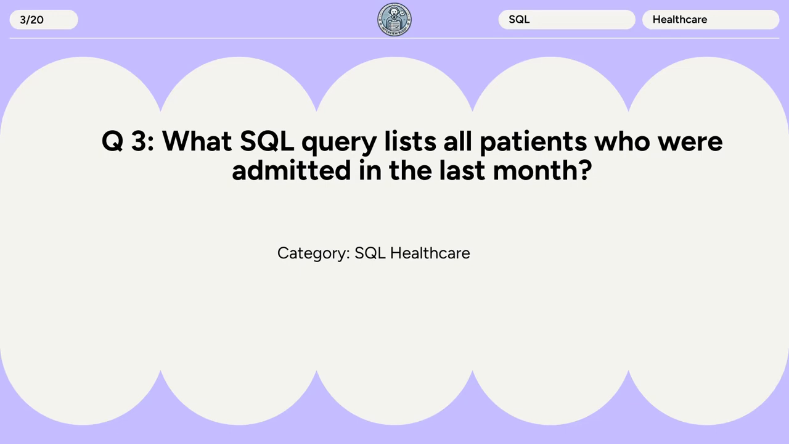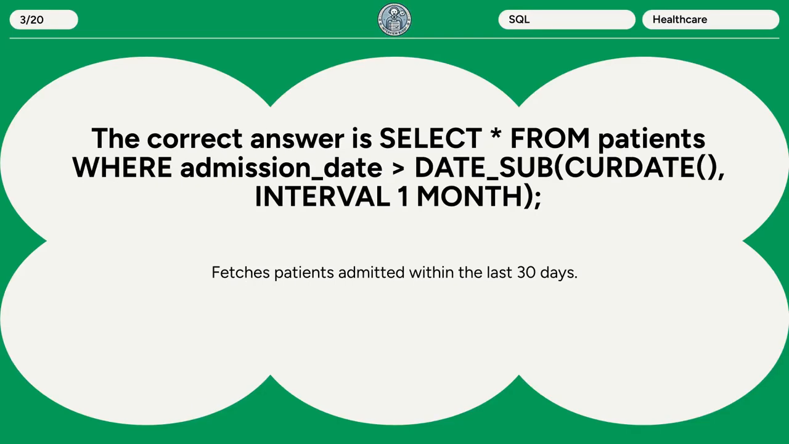Question 3. What SQL query lists all patients who were admitted in the last month? The correct answer is: SELECT * FROM patients WHERE admission_date > DATE_SUB(CURDATE(), INTERVAL 1 MONTH). Fetches patients admitted within the last 30 days.